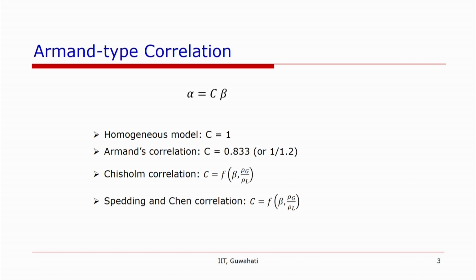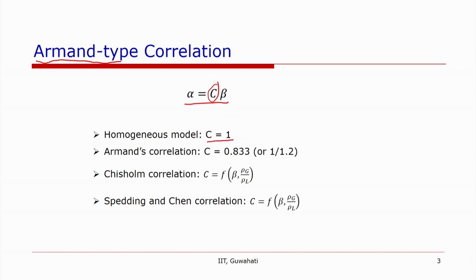The correlations, most of them, have been developed for large diameter channels and then they have been modified for use in small diameter channels. One of the classes of correlations is the Armand type correlations. So alpha is equal to some constant C times beta. Now if it is a homogeneous model, that means there is no slip between the two phases. That will probably be true when we have very small bubbles and they follow the fluid flow faithfully. Then this C is equal to 1. So we have alpha is equal to beta.